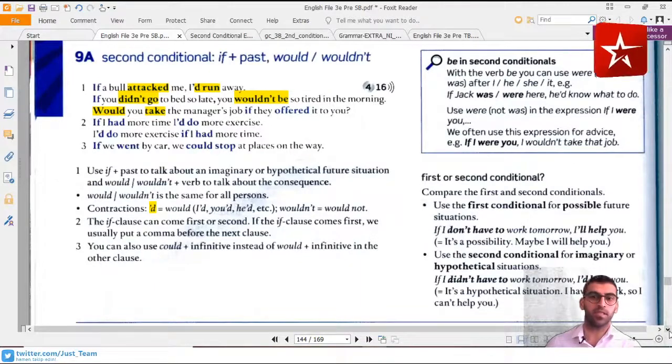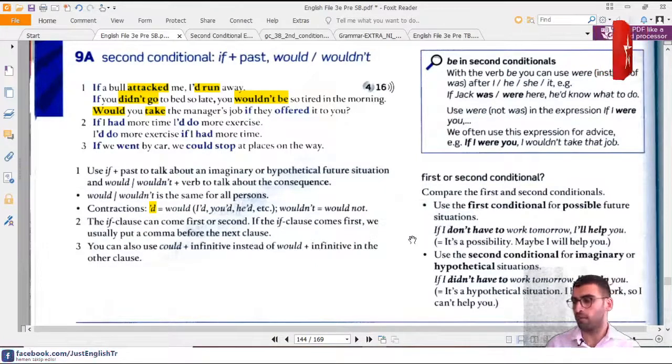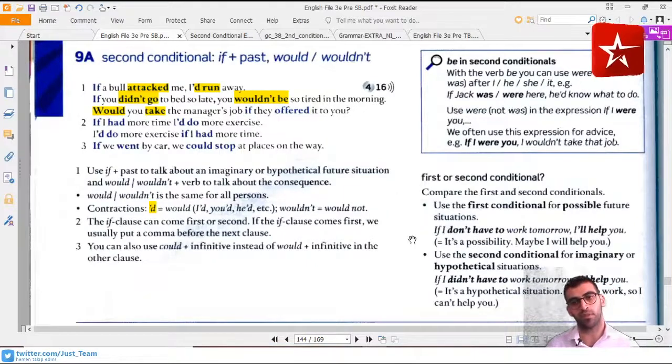And use the first conditional for possible future situations. As you see, if I don't have to work tomorrow, I will help you. This is the possibility. Maybe I will help you if I have enough time to do that. On the other hand, we use the second conditional for imaginary or hypothetical situations. A few seconds ago, I told you, if I didn't have to work tomorrow, I would help you. It is a hypothetical situation. I have to work, so I can't help you. All right? I can't help you.